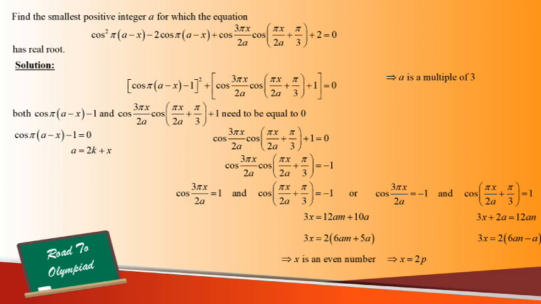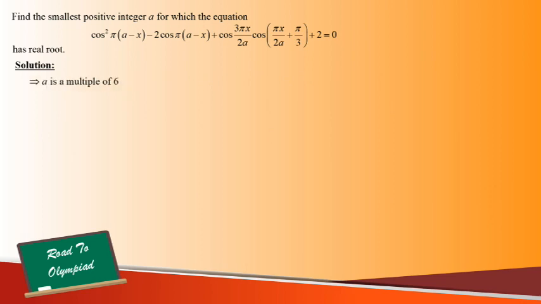Substituting x = 2p into a = 2k + x/π, we have a = 2k + 2p, or a = 2(k + p). This tells us that a is also a multiple of 2. Combining both conditions, we have a is a multiple of 6. Knowing that a is a multiple of 6, we can easily find out that the smallest positive integer a must be 6. However, to show that this makes the equation have real roots, we still need to show the existence of the root x. As long as we can find that, we are done.